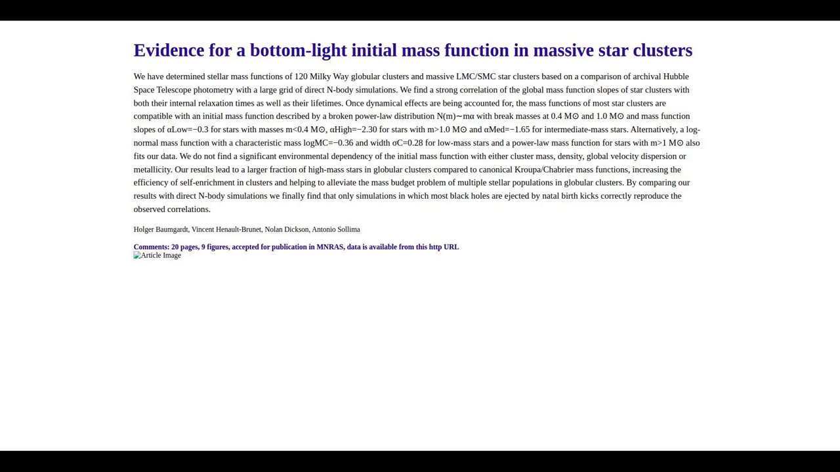Our results lead to a larger fraction of high-mass stars in globular clusters compared to canonical Kroupa-Chabrier mass functions, increasing the efficiency of self-enrichment in clusters and helping to alleviate the mass budget problem of multiple stellar populations in globular clusters. By comparing our results with direct N-body simulations, we finally find that only simulations in which most black holes are ejected by natal birth kicks correctly reproduce the observed correlations.